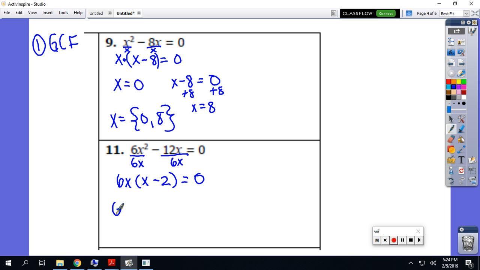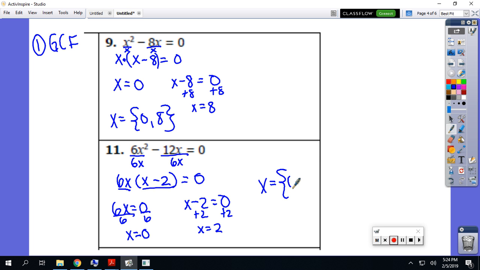Setting each of these factors, this is a factor, this is a factor, equal to 0 and solving. Dividing by 6 over here, 0 divided by 6 is just 0. Here, adding 2 to both sides, I would get x to equal 2. So this one, 11, has solutions of 0 and 2.